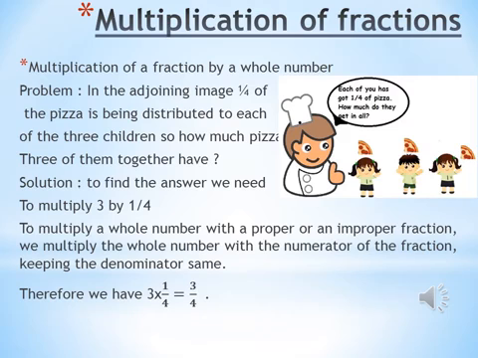To find the answer, we need to multiply 3 by 1 by 4, where 3 is a whole number and 1 by 4 is a fraction. In such cases, we multiply the whole number by the numerator of the fraction and retain the same denominator. So our answer will be 3 ones are 3 upon 4. So the answer will be 3 by 4.